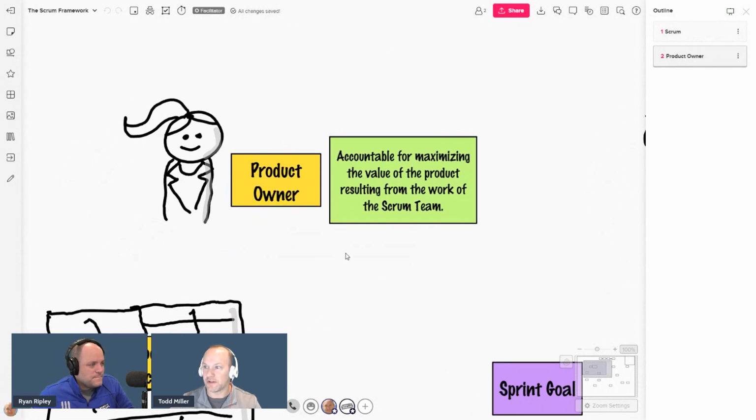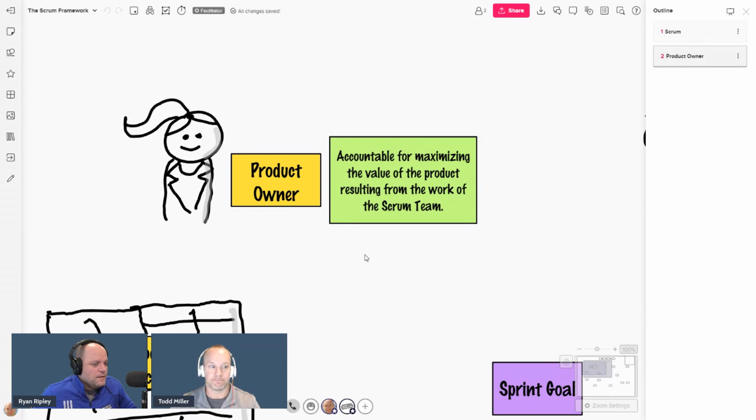And so the product owner, this is the first statement that I think we put about the product owner, Ryan, is that they're accountable for maximizing the value of the product resulting from the work of the Scrum team. Wow, there's a lot of information there in one statement, right? So this accountability, the product owner, to me, the big thing here is value, maximizing the value of the product, right? And there's a lot of stuff that a product owner needs and should be thinking about in order to do that. What do you think?